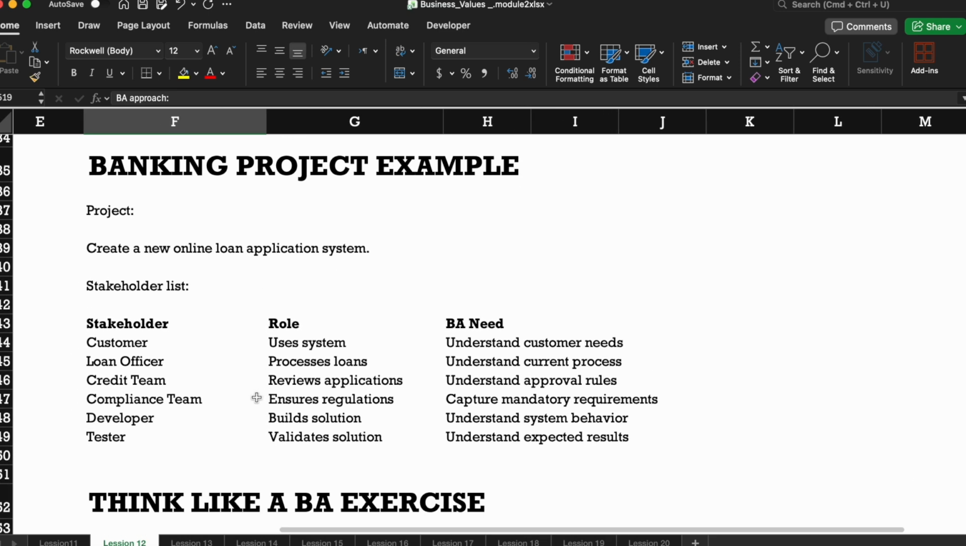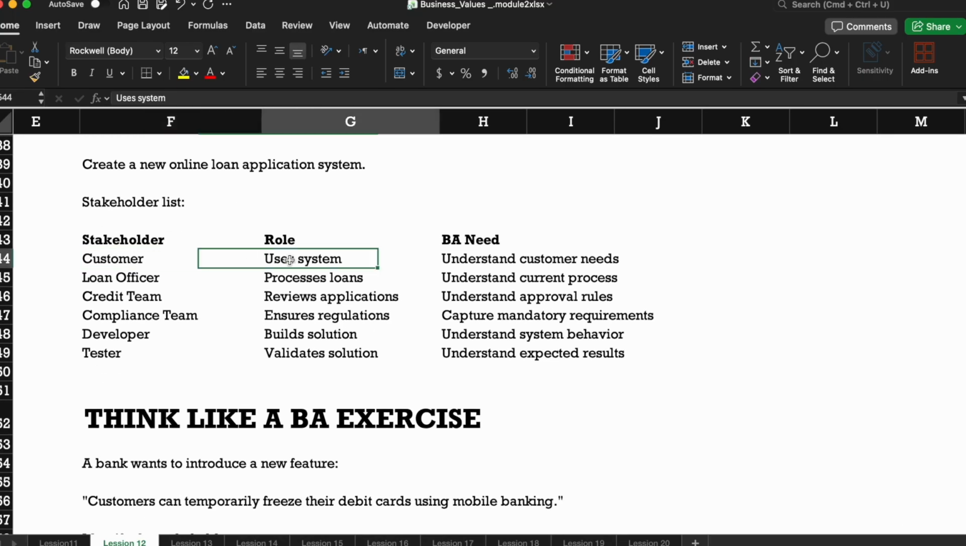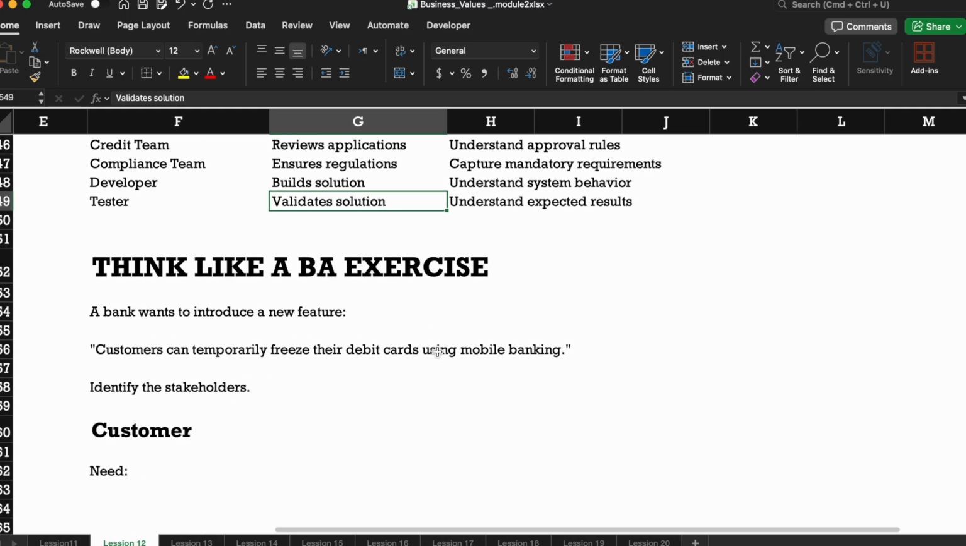Banking project example: create a new online loan application system. Stakeholders: customer, user of the system, understand customer needs; loan officer, processes loans, understand the current process; credit team, reviews applications, understand approval rules; compliance team, ensures regulations, capture mandatory requirements; developer, builds the solution, understand the system behavior; tester, validates the solution, understand the expected results. So this is an exercise.